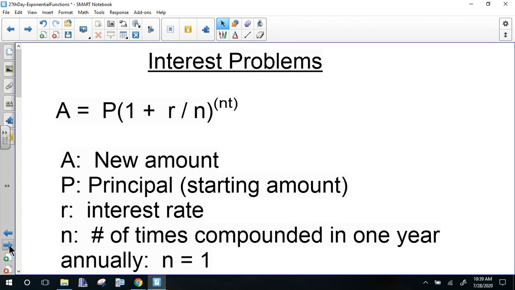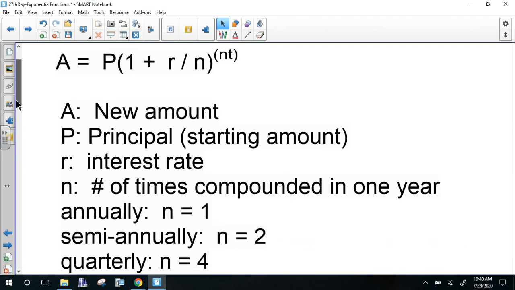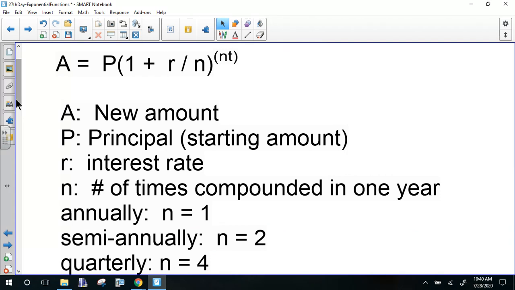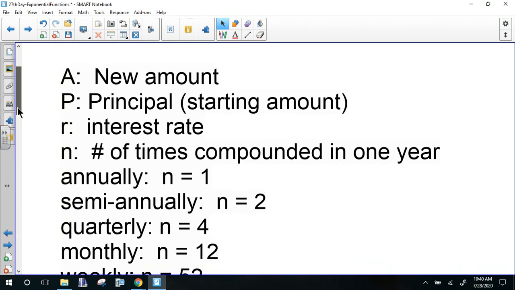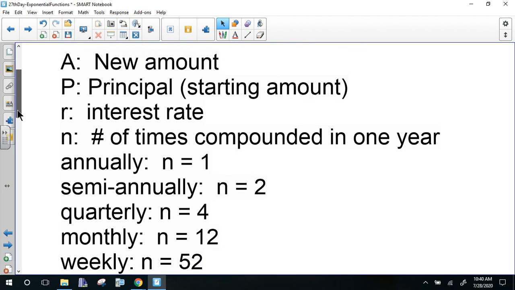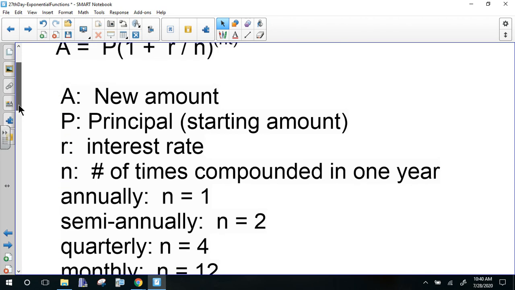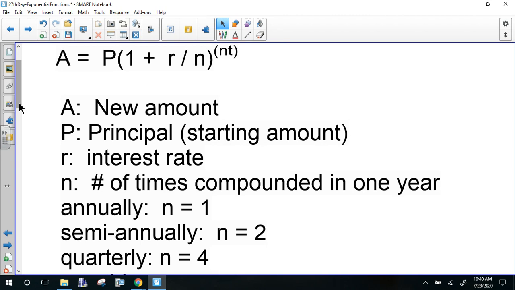Exponential functions show up a lot with financial problems, dealing with money. This is what we call the general interest formula. It is a principal amount times 1 plus the rate divided by the number of times you compound it in a year. And all that is raised to an exponent, which is, again, the number of times you compound in 1 year times the time, which is, in this case, how many years you save the money or compound the interest.